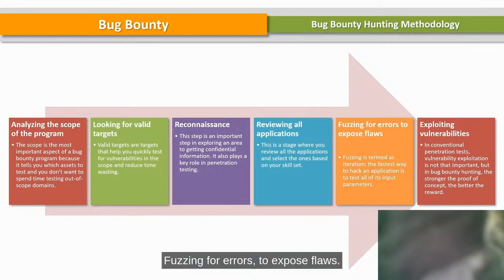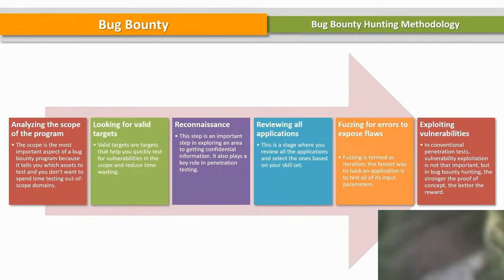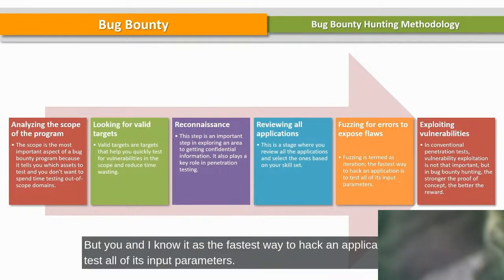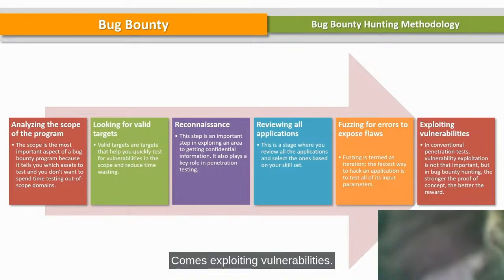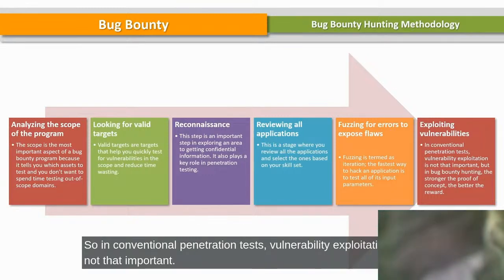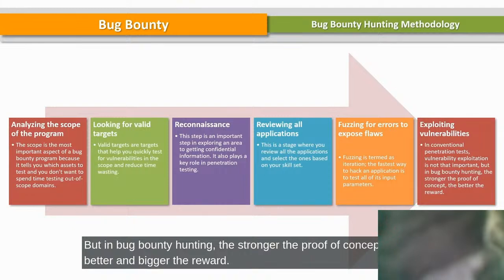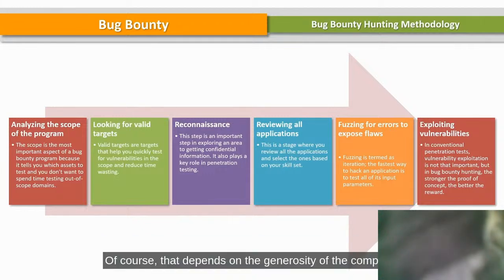Fuzzing for errors to expose flaws. You remember what fuzzing is, right? It's basically defined as iteration, but you and I know it as the fastest way to hack an application: to test all of its input parameters. And then comes exploiting vulnerabilities. In conventional penetration tests, vulnerability exploitation is not that important. But in bug bounty hunting, the stronger the proof of concept, the better and bigger the reward. Of course, that depends on the generosity of the company.